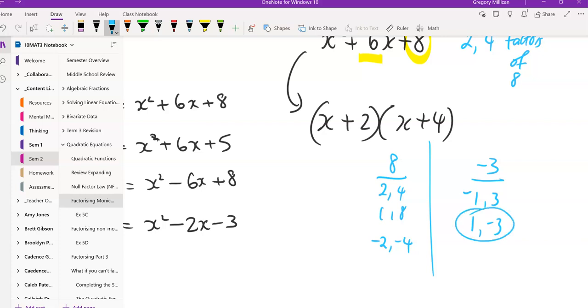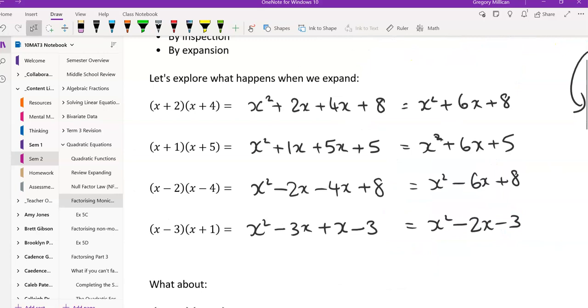That one? No, well, is negative 1 plus 3 negative 2? No, it doesn't. See, it only works once. Yep, it only works once. So they can't both be right, so it has to be one or the other. In this case, it's negative 3 and positive 1. And look at the factors. x negative 3, x positive 1.